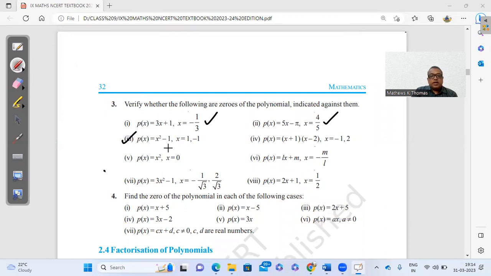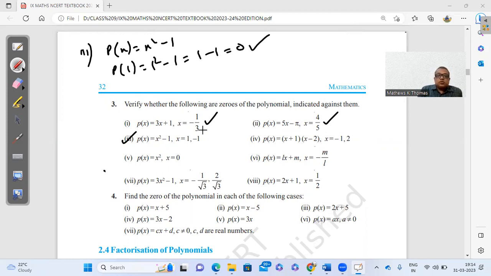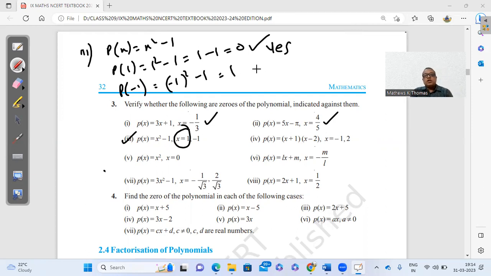Then we go to the third part. In third part, you will find that there are two values of x. One is 1 and the other is minus 1. So Px is equal to x square minus 1. I need to verify both. First, I'm putting 1. So I'm going to get 1 square minus 1, 1 minus 1, 0. So x is 1 is a 0 of the polynomial. What about minus 1? I'm putting minus 1 now. So I get minus 1 square, that is 1 again, minus 1, 0. So this is also a 0 of the polynomial. So both 1 and minus 1 are zeros of the polynomial.